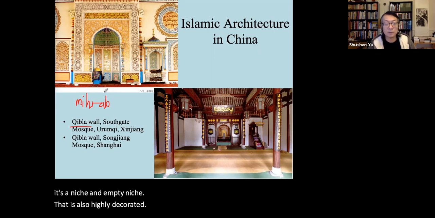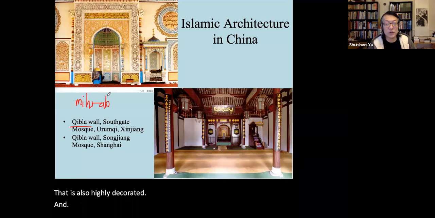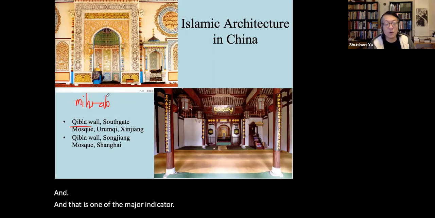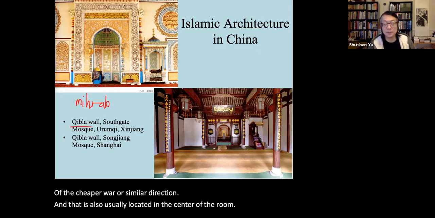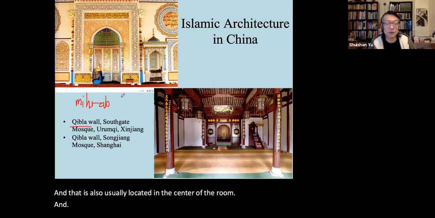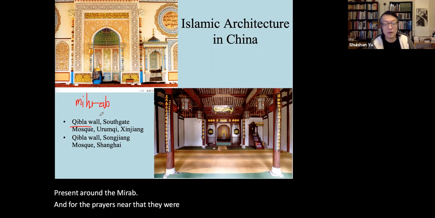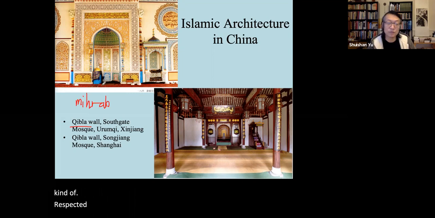And that is one of the major indicators of the Qibla Wall or Qibla direction. And that is also usually located in the center of the room. And the most important person is present around the mihrab. And for the prayers near that, they were also often of higher status, more respected elders in the community.